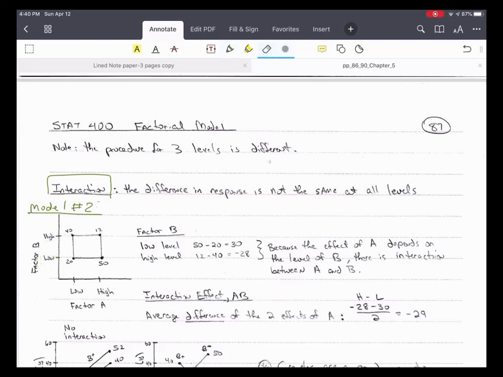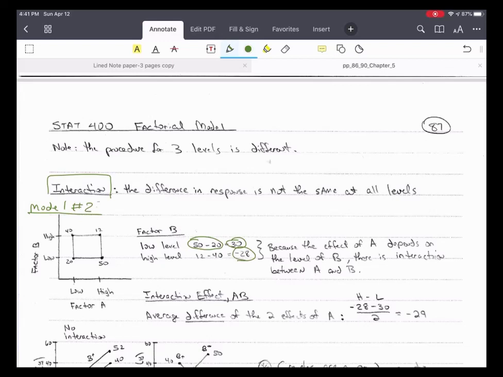All right. They don't have to be going in different directions to have interaction. They just have to go at different rates to have interaction. So for factor B, the low level is 50 minus 20, so we have a difference of 30 between the 2 levels. And for the high level of factor B, we have a difference of 12 to 40. So that's negative 28.